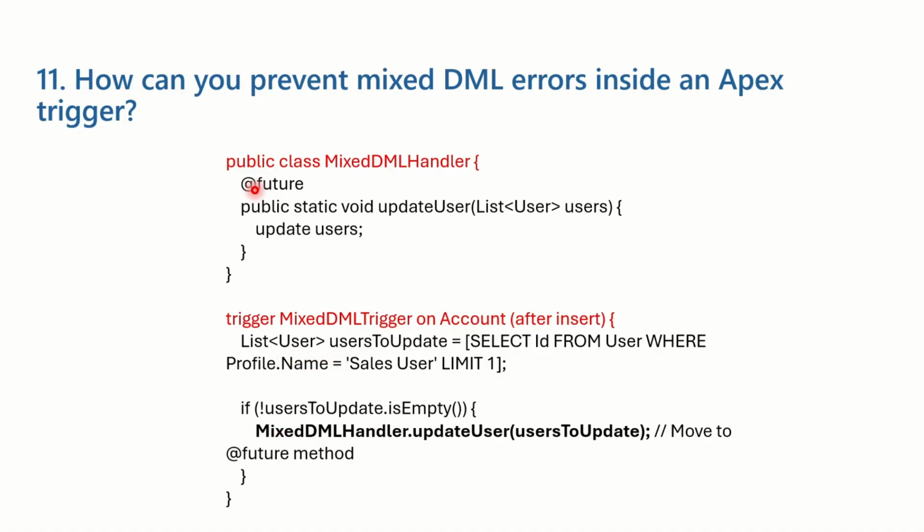So we are going to call the future method. This is my class with the future method, updateUser. I'm going to call this method and pass the list of users to update. This transaction is running separately from the trigger transaction. So this is how you can avoid a mixed DML error, just by separating the transaction by calling a future method inside the trigger. So these were a few questions around Apex triggers.